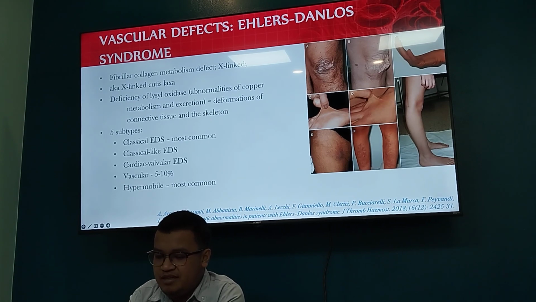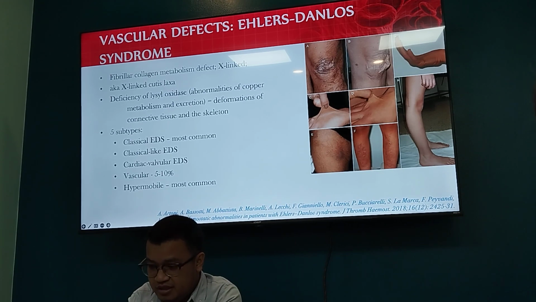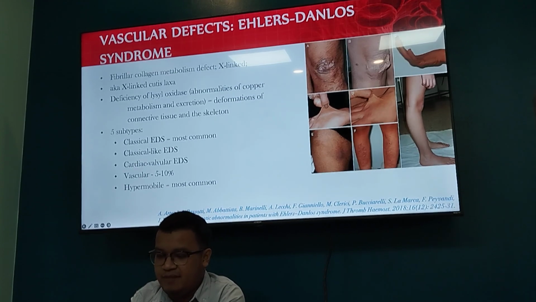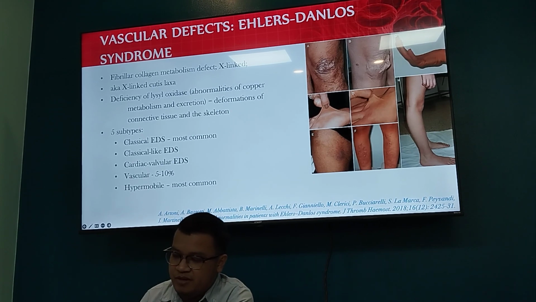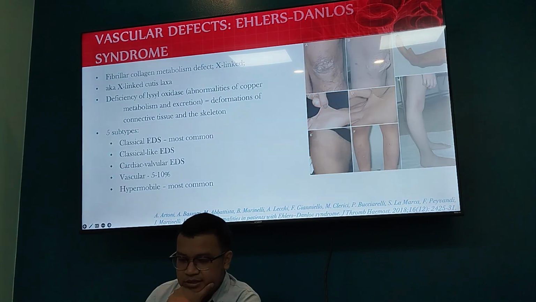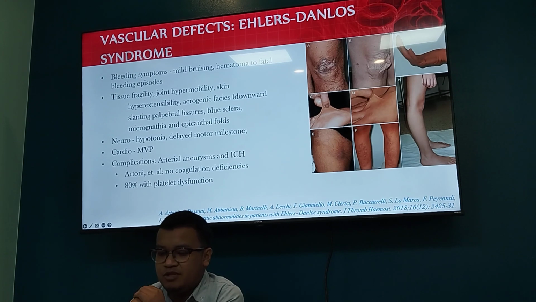So various types of EDS have been described in the recent classification in 2017, but the 5 most significant subtypes are classical EDS, classical-like EDS, cardiac-valvular, vascular, and hypermobile. Classical and hypermobile are the most common ones, followed by vascular EDS, representing 5 to 10% of the cases. So the bleeding symptoms in EDS patients vary from mild bruising and hematoma formation to fatal bleeding episodes.